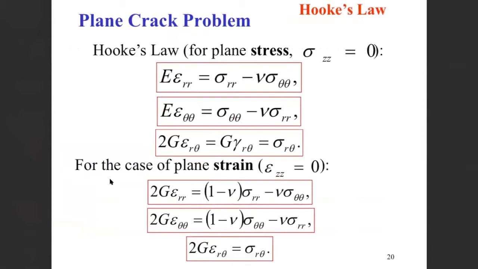So we have Hooke's law. And if we work through the Hooke's law equations for plane stress, we have this set of equations. For plane strain, we have the Poisson's term. For plane stress, the sigma zz term is equal to 0. For plane strain, the epsilon zz term is equal to 0.